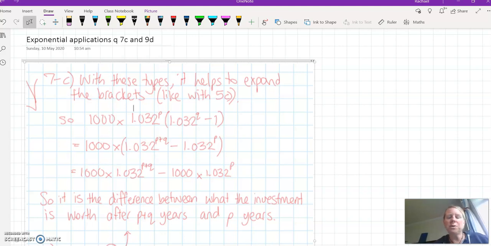Alright, hey, this is just a quick one. I've had two people now ask about two questions in particular that were in the Walker Maths book last week.